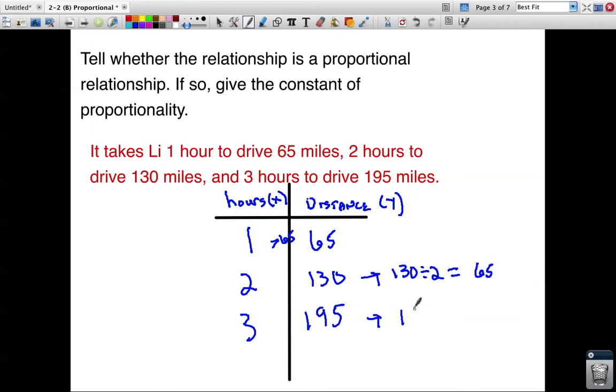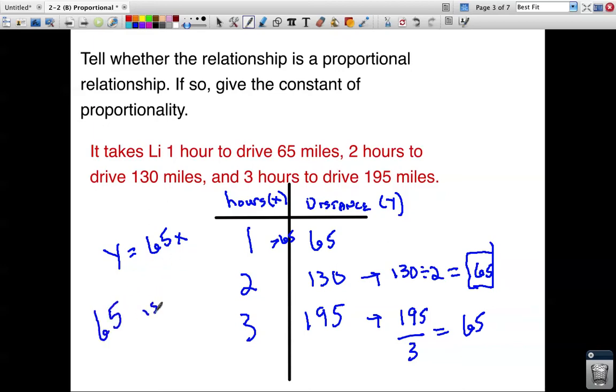Let's do it one more time. 195 divided by 3 is 65. So because I can divide each output by its input and get the exact same answer of 65, what that is showing me is that my equation for this, my rule, would be y equals 65 times the input, x. 65 is my constant of proportionality.